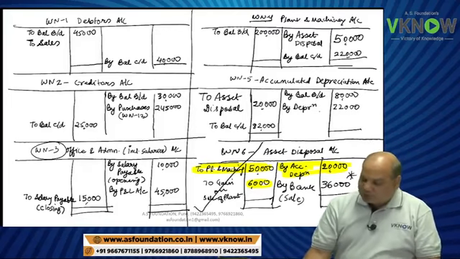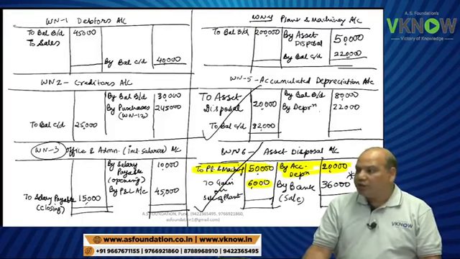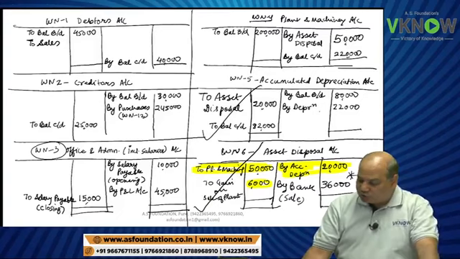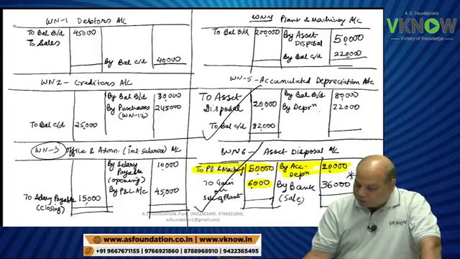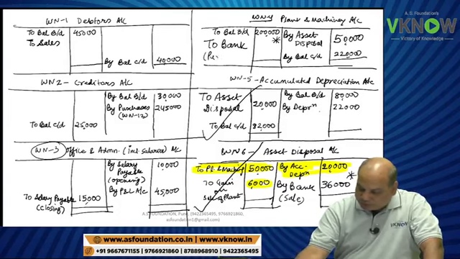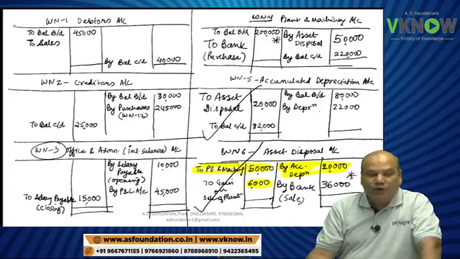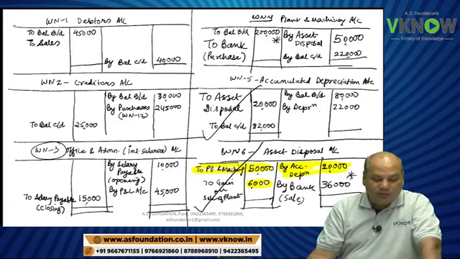Balancing figure 36,000 is right. Balancing figure 36,000, asset disposal account. And if you look at the plant and machinery account now, on the debit side you have some missing figure to bank, and that represents purchase. So tell me the balancing figure in plant and machinery. What is the balancing figure?